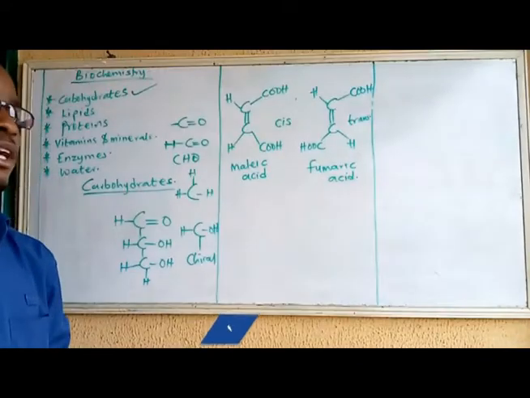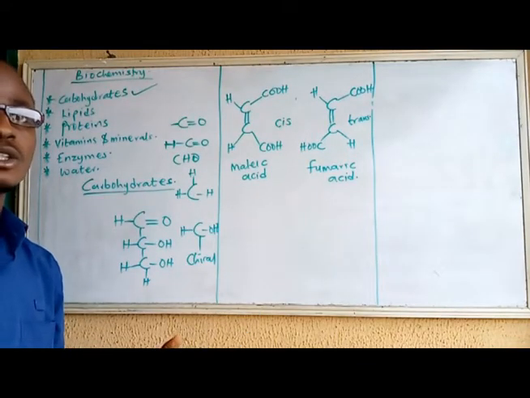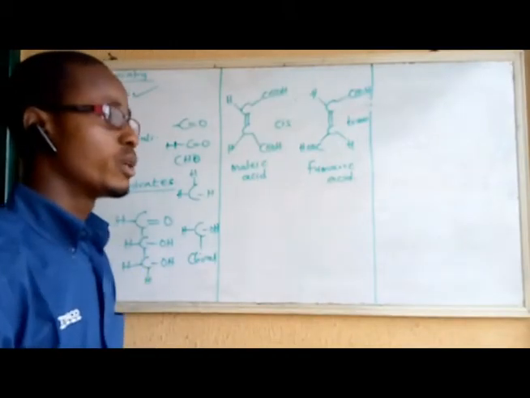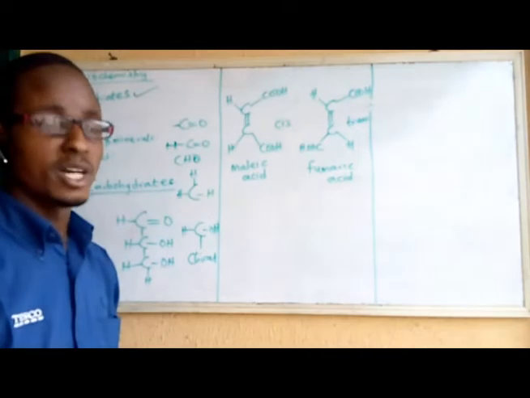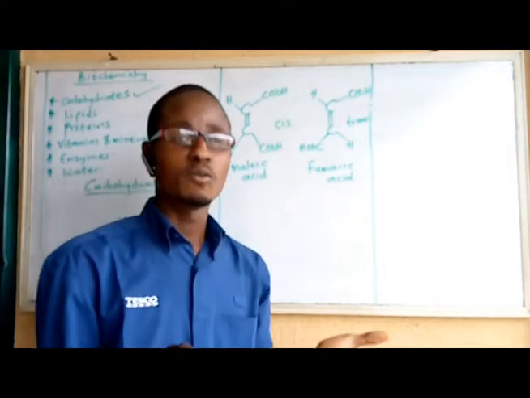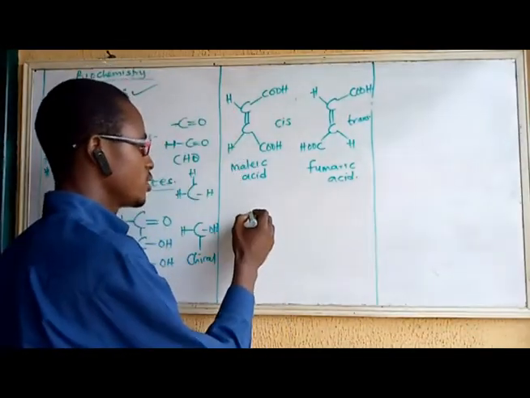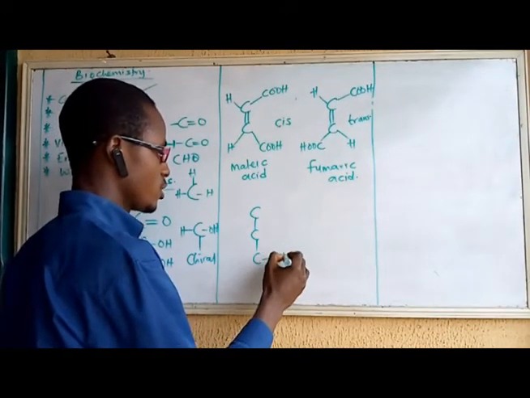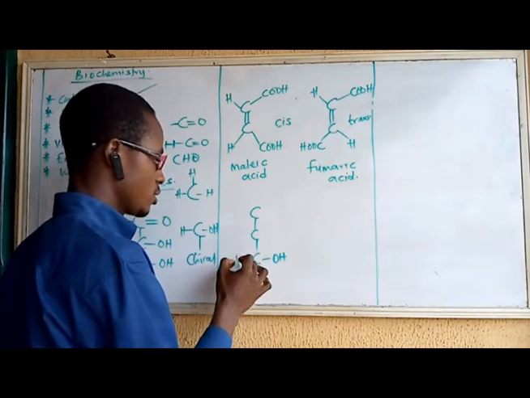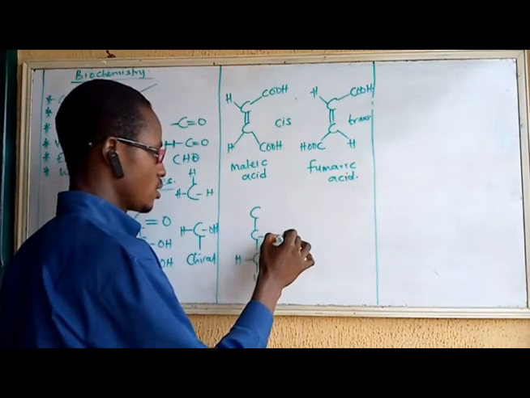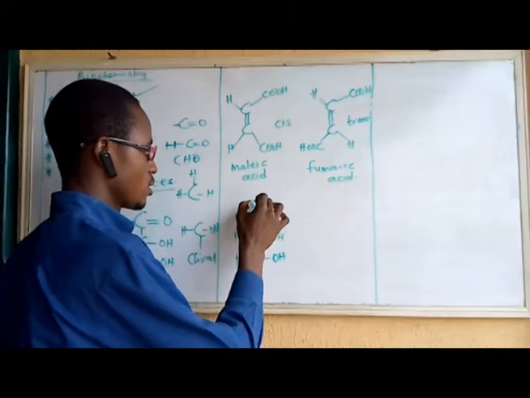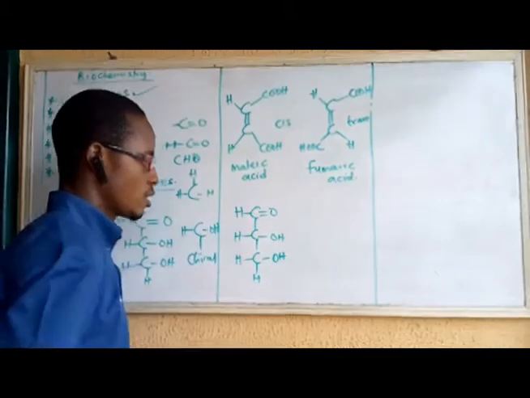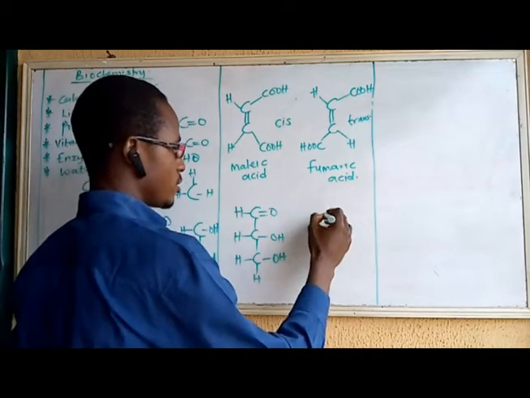Then we also have optical isomers. These are called enantiomers, or they are just like mirror images of each other. Let's take a look at this compound, OH, and this compound.